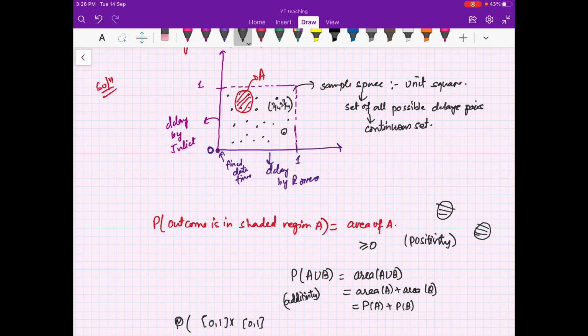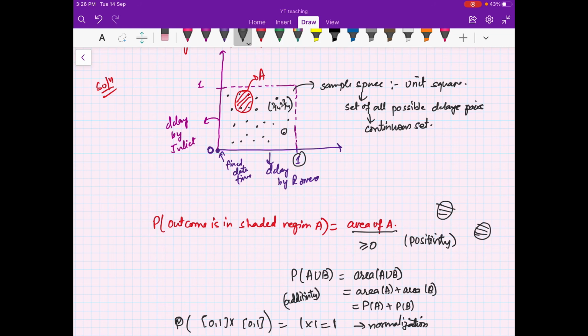So what is the area of this unit square? That is 1 into 1. So that is 1. So normalization is also there. Okay, so by this time it should come to your mind that if instead of 1 you have a 10 here, then maybe you will define the outcome in the shaded region as area of A divided by 100. So whatever is the total area, so that you have this normalization property.